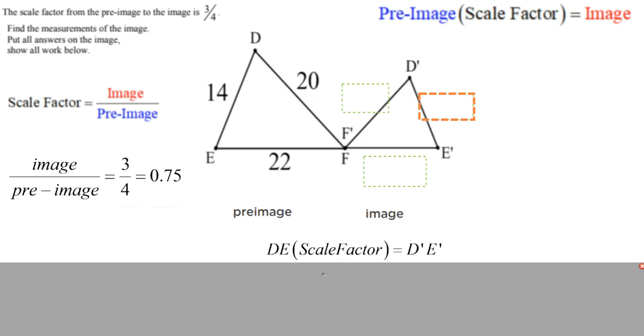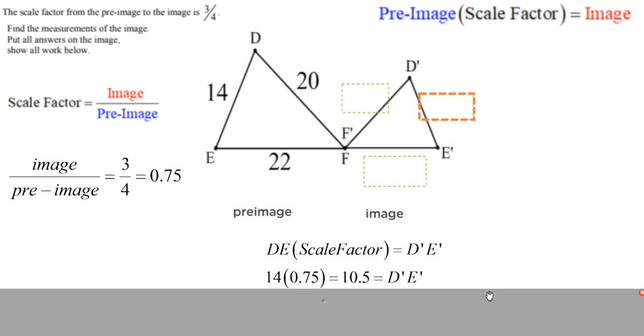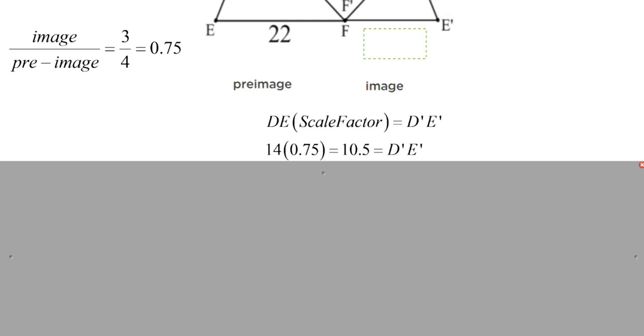So let's pick a side length we want to calculate and apply what we know to the situation. So let's say we want to find our side length for D prime, E prime. Well, that corresponds to side DE. DE is the pre-image, so the pre-image times the scale factor should equal D prime, E prime. Well, DE is 14. Our scale factor was 3/4, or 0.75. We're going to multiply those together to see what happens. Well, 14 times 0.75, or 14 times 3/4, is 10.5.